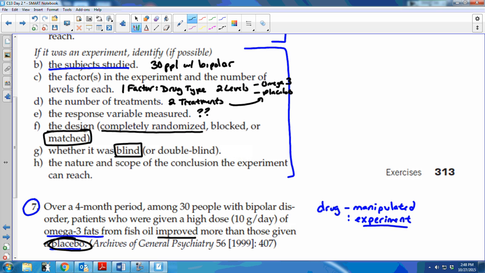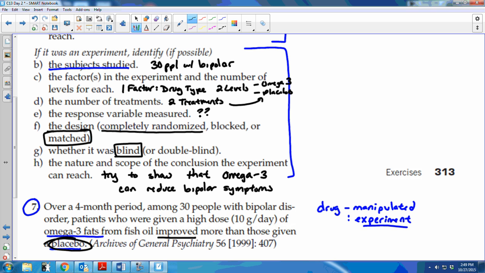And then the nature and scope of the conclusion. This is just what they can try to conclude, and they can try to show that omega-3 fats can reduce bipolar symptoms. Possibly. So they're trying to show a cause and effect relationship between omega-3s and bipolar disorder. Okay? That's what you need to be able to do for part of the homework.